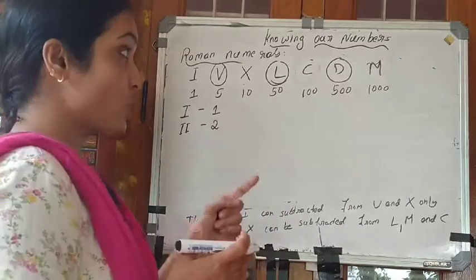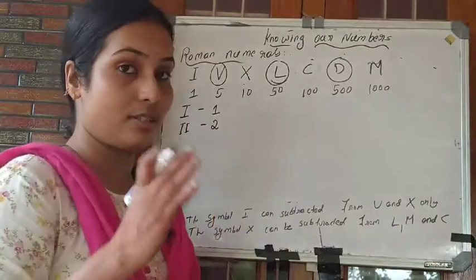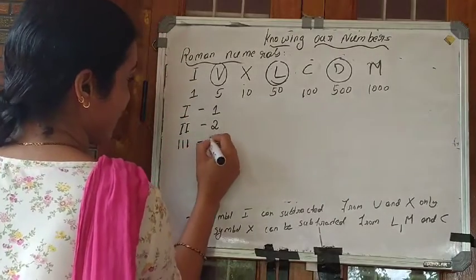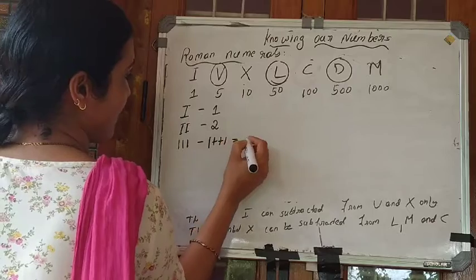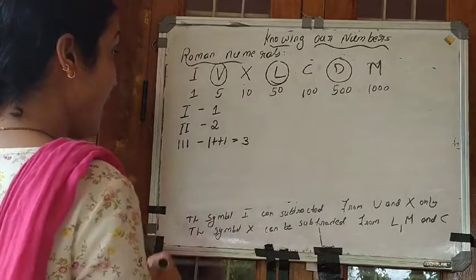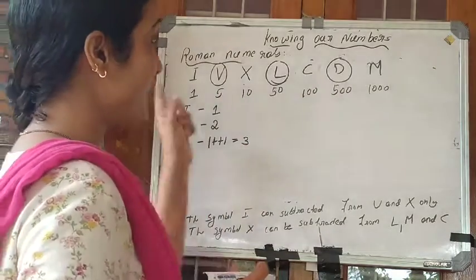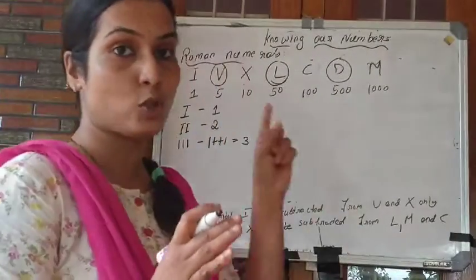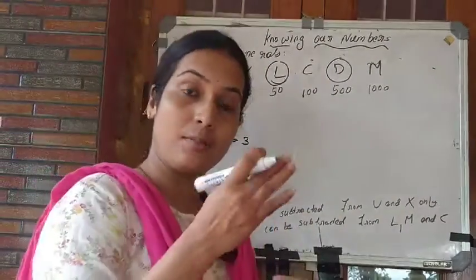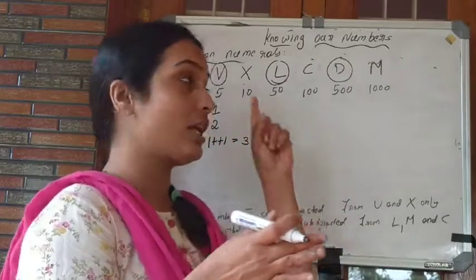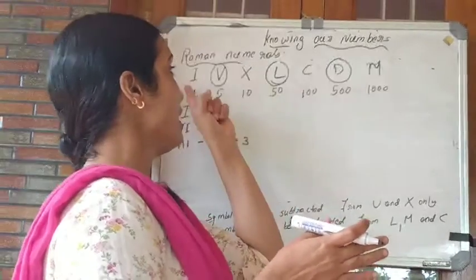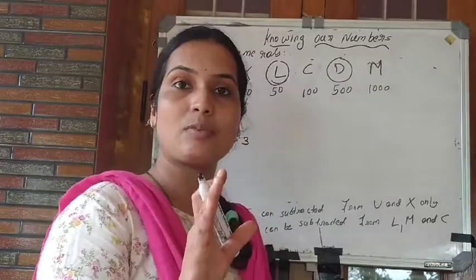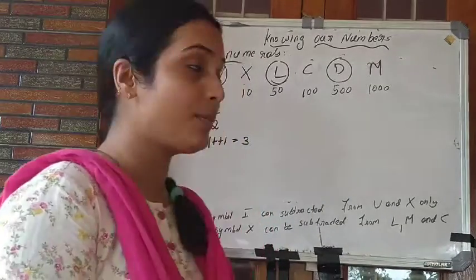But V, L, D, we should not write on the left side. That is the rule. I and I, 1 plus 1 plus 1, that is equal to 3. And one more thing, any symbol should not be repeated more than 3 times. Excluding V, L, D, which can be used only 1 time, the remaining symbols I, X, C, M can be repeated maximum 3 times. More than 3 times we should not repeat.